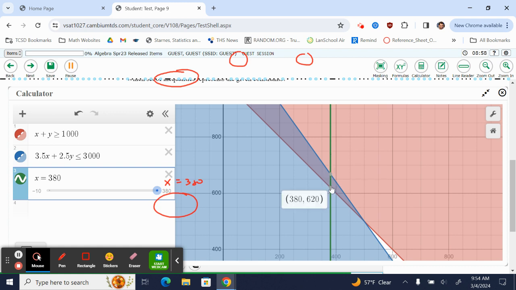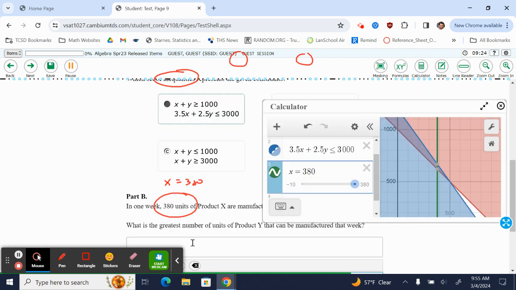Now if we look at these 2 intersection points, this is the lower intersection point. That would be a number that would work for y, 620, but that's the lower one. If you look at this upper intersection point, that would be the answer, 668. That represents if I were to make 380 of the X product, then I could make 668 of the Y product and still be within this solution. So that would be 668, and that'd be your answer. So that's using Desmos to help you solve a system of inequalities.